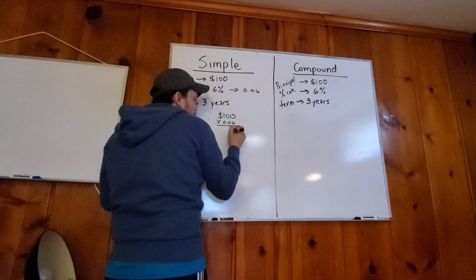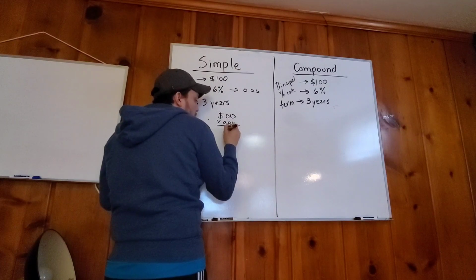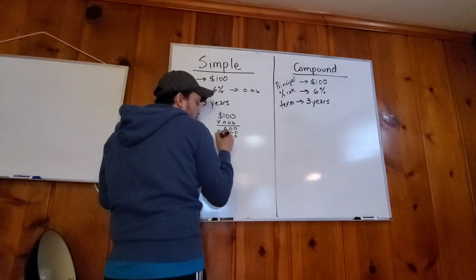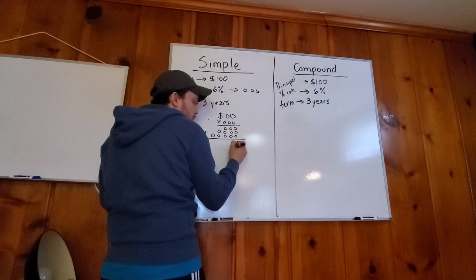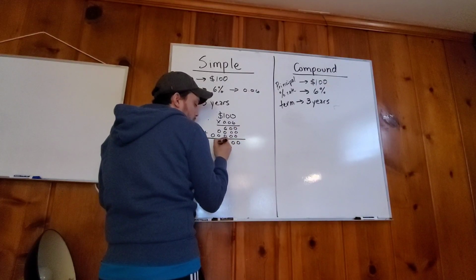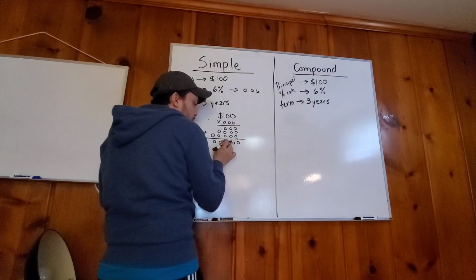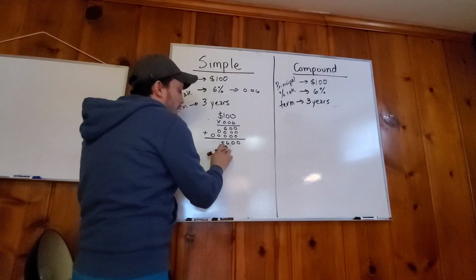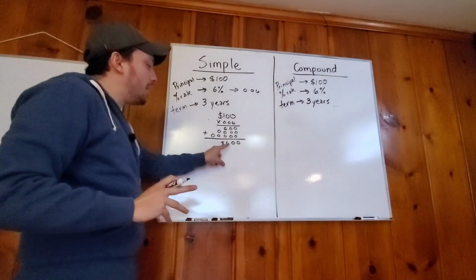0.06, and 6 times 0 is 0, 6 times 0 is 0, 6 times 1 is 6. Then placeholder, 1, 2, 3, 2 placeholders, 1, 2, 3. Then you add it all together, 0, 0, 6, 0, 0. Right? How many decimal points? Well, I only have 2 decimal points, so it would be $6. Yay! So that's the interest, all right? That's all I found. I found the interest.